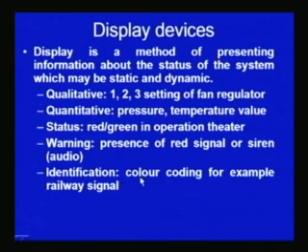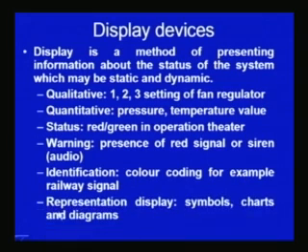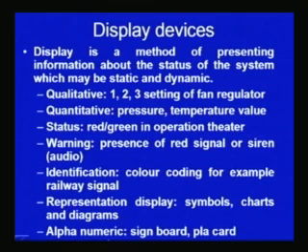Identification is shown by color codings, for example, railway signals in the railways. Representation displays use symbols, charts and diagrams to show the things desired. Alphanumerics are also used to display things in the form of signboards and placards.